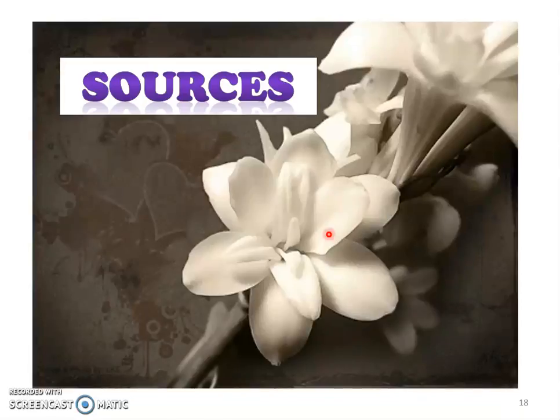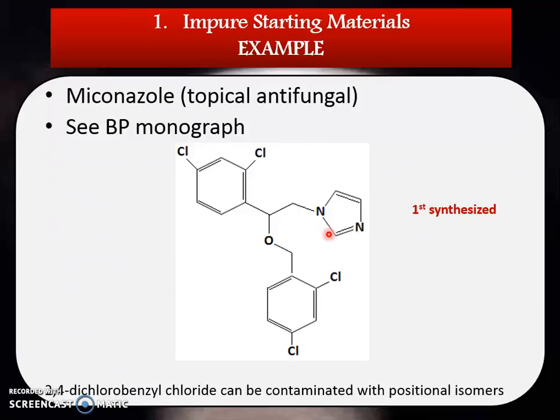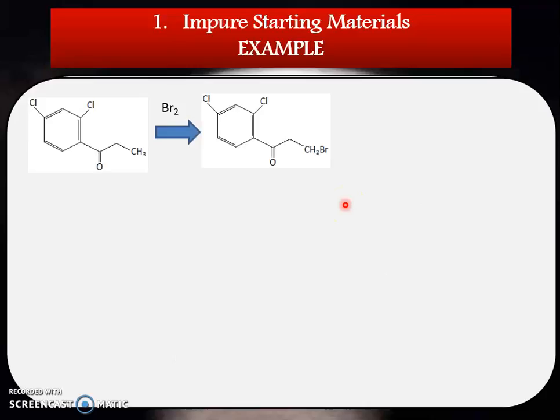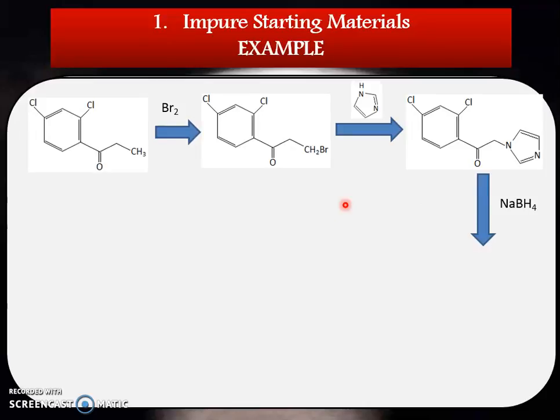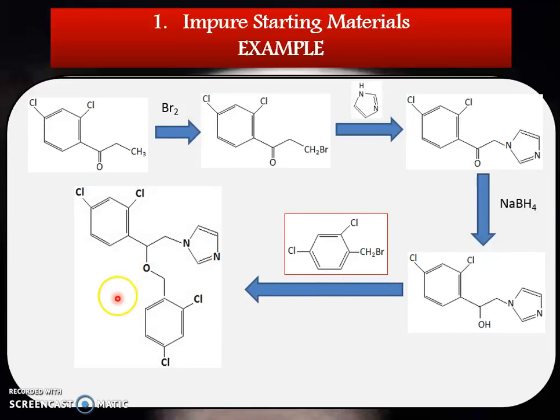There are 8 sources of impurities. The first source is impure starting materials. This is an example of an impure starting material where we want to synthesize miconazole. We will first synthesize the top part of miconazole in this pathway. So this is the first part of miconazole, and now we will add a dichlorobenzyl bromide to the structure to get the structure of miconazole.